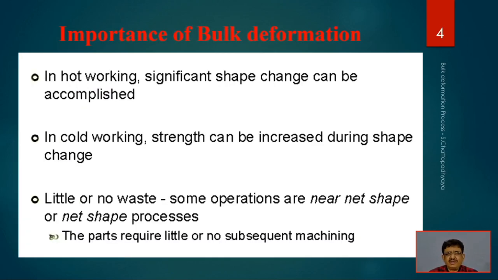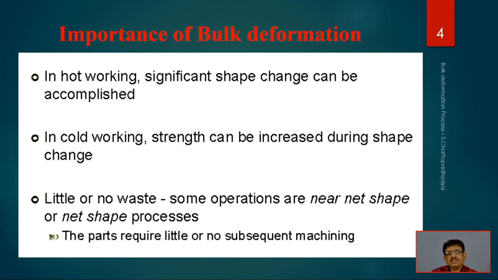So in hot working, significant shape changes can be accomplished comparatively easily in comparison to cold working, because the yield strength is lowered because of the elevation of the temperature. That is the beauty of hot working. But definitely hot working comes with some problems like dimensional uncertainties and scale formation, and it is not near net shape manufacturing, because in many cases a significant amount of post processing is required. But in cold working we can achieve near net shape or net shape manufacturing, but the problem is that cold working applicability is limited, not possible for every material and every shape.